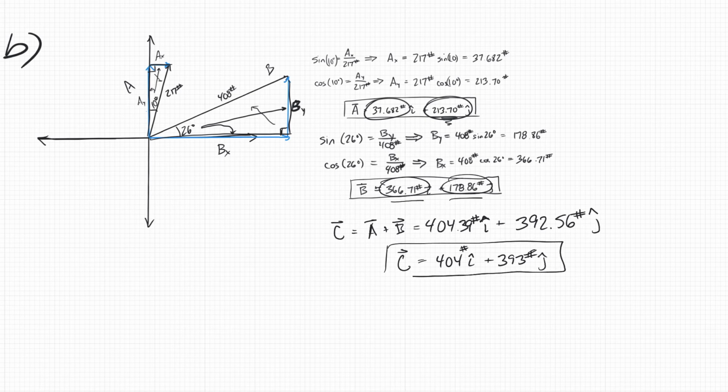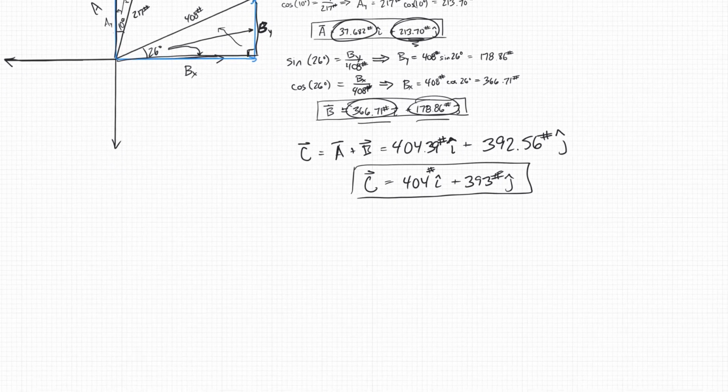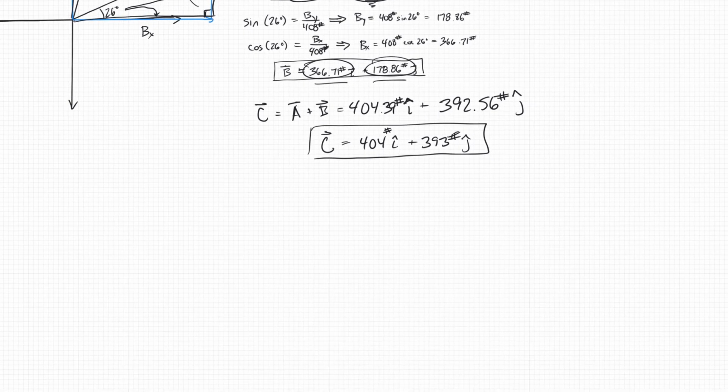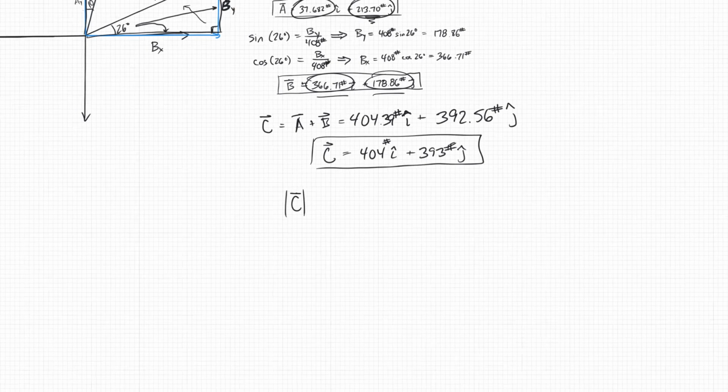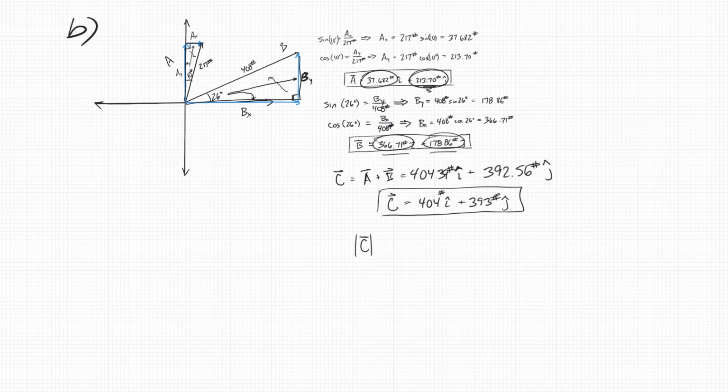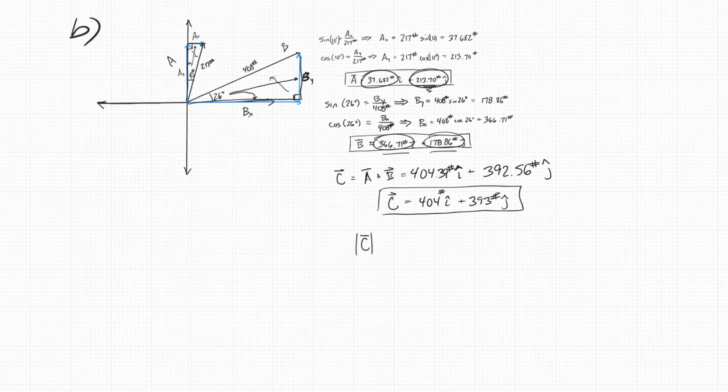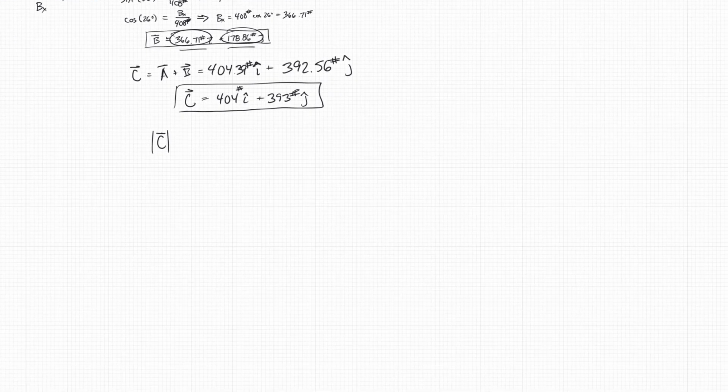I hate this way of reporting it, because you'll almost never have a professor that's going to accept that anyway. So what we want to do is know the magnitude of this vector. And the way we do that is we recognize the Pythagorean theorem here. So basically we've got a triangle that looks like this.